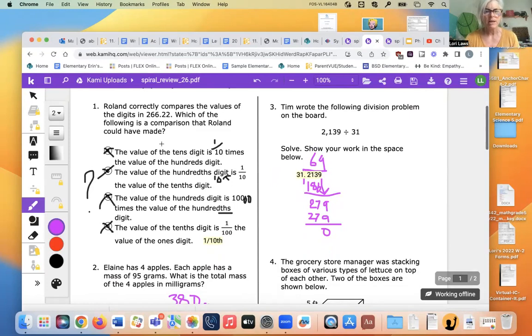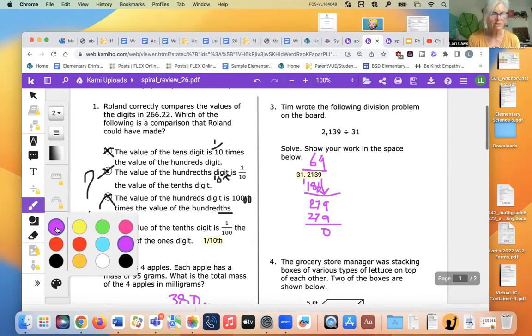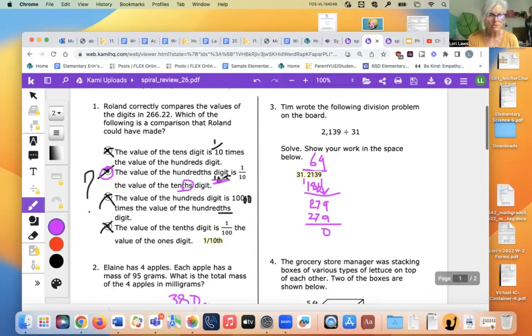But when I went through it, the value of the tens digit is, it says 10 times the value of the hundreds digit. Well, the hundreds digit is 10 times the value of the tens digit, not the other way around. The value of the hundredths digit is 1/10 the value of the tenths digit. Oh, tens, tenths. That is correct. Oh, there's the right answer. Sorry, it's B. I read that as tens. I didn't notice the tenths. So actually, that is correct.